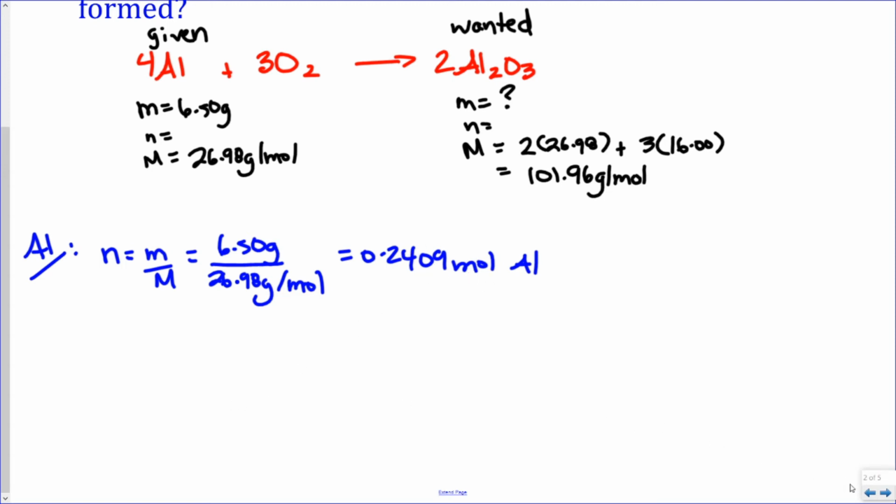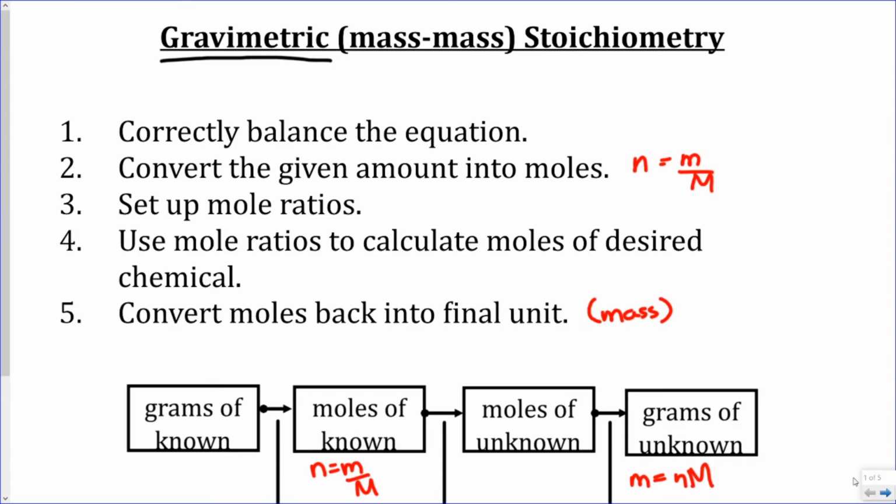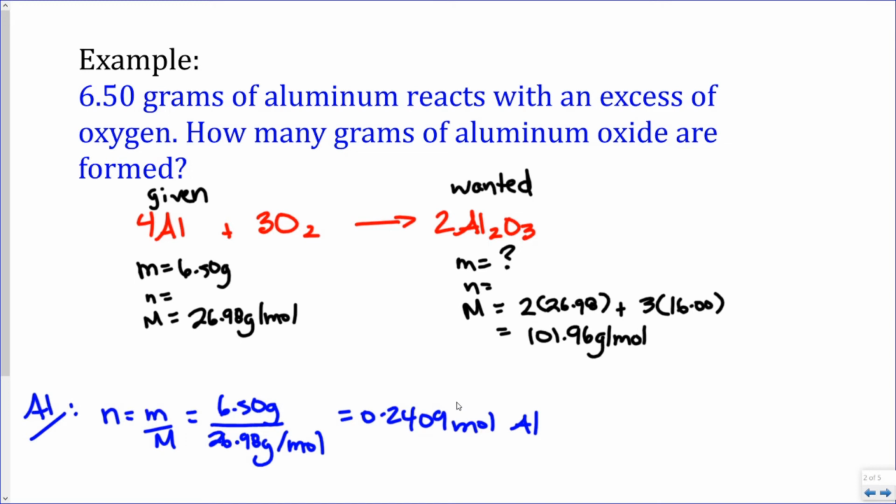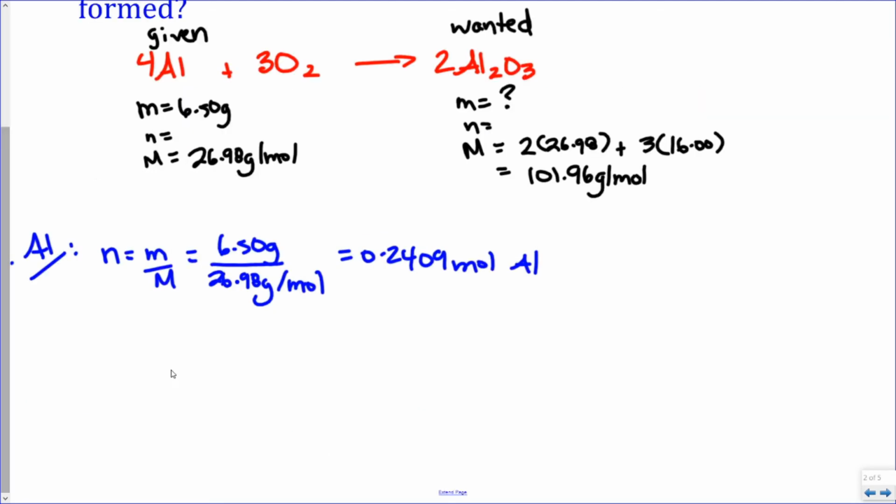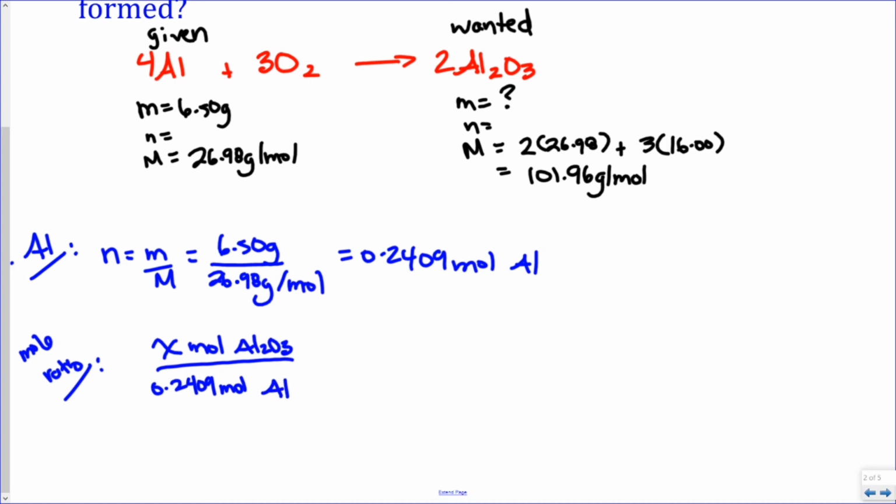What is step number 3? Set up mole ratios. So let's set up the mole ratio. I'm looking for, or I know, x moles of aluminum oxide, Al2O3, over the moles of my given, which was the aluminum that we just found, 0.2409 moles of aluminum.